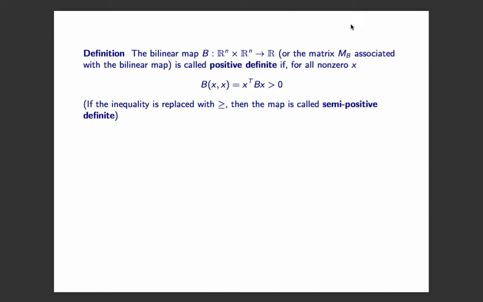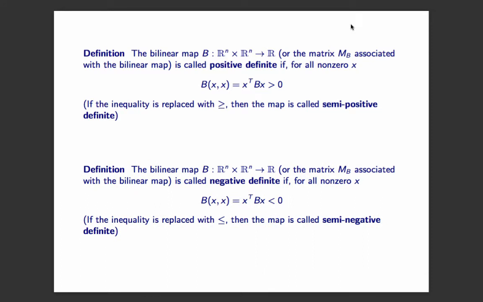A bilinear map from Rn by Rn to R, or the matrix associated with the bilinear map, is called positive definite if, for all nonzero x, x transpose times my matrix times x is positive. Or I can think of it as a bilinear map B of x, x. Now if I replace that inequality with a greater than or equal to, then I get semi-positive definite. And of course, negative definite is when x transpose Bx is negative for all non-zero x. And if I replace it with a less than or equal to, then I get semi-negative definite.